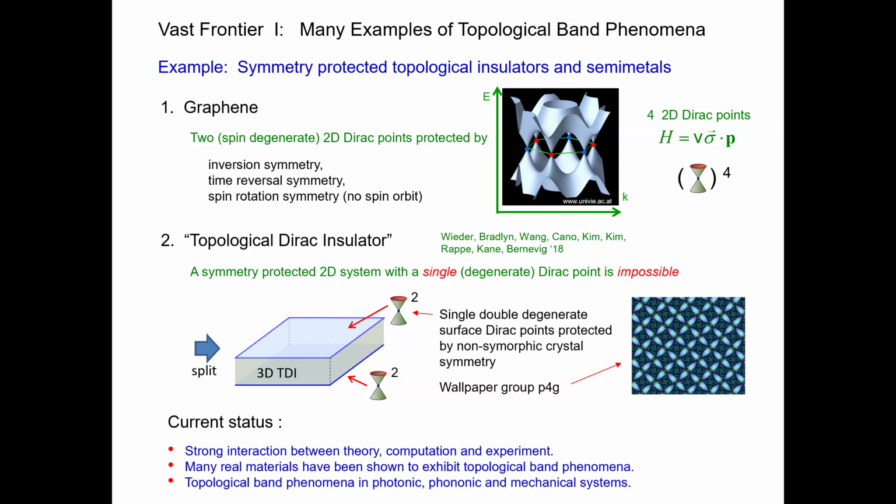You could ask a question: is it possible to have fewer Dirac points? Now one thing I told you is that to have a single Dirac point when you have time reversal symmetry is impossible unless you're on the surface of a topological insulator. So you could ask, what's the next best thing?